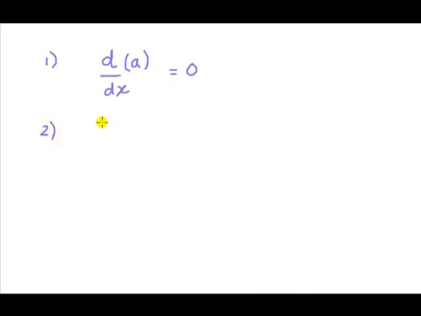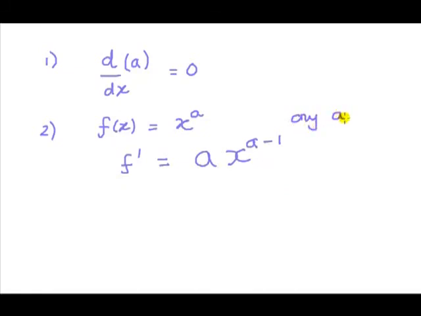Next, probably the most important one in this tutorial: say I've got a function f(x) equal to x to the power of a number, a. Then the rule is that if I want to find the derivative of this, let's make it big because it's important, I bring this power down and I subtract 1 off that power. And I should say that this is for any value a on the real line.